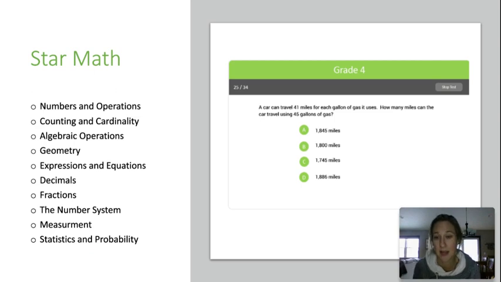The STAR math test is designed to assess students in grades 1 through 12, and just like the reading test, it assesses students on so many different math skills. This includes things like numbers and operations, counting and cardinality, algebraic operations, geometry, expressions and equations, decimals, fractions, the actual number system, measurement, which includes measuring, time, money, perimeter, circumference, things like that, and also statistics and probability. Here's a picture of a grade 4 STAR math question. This is what the screen will look like for the students.